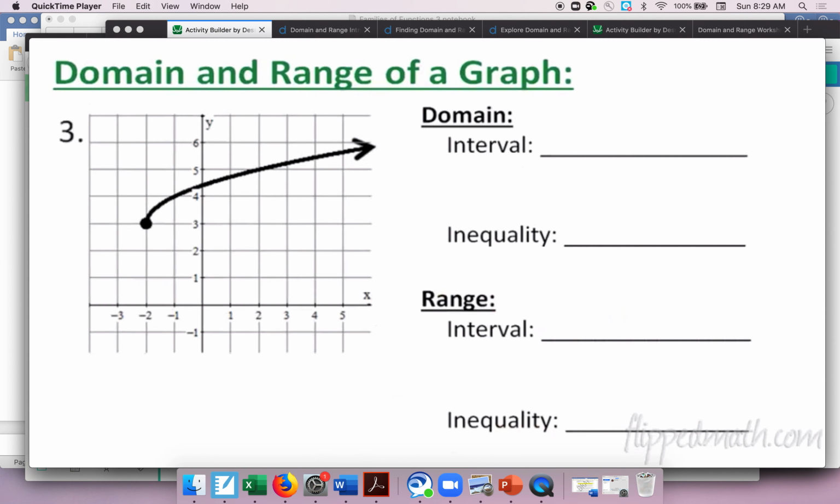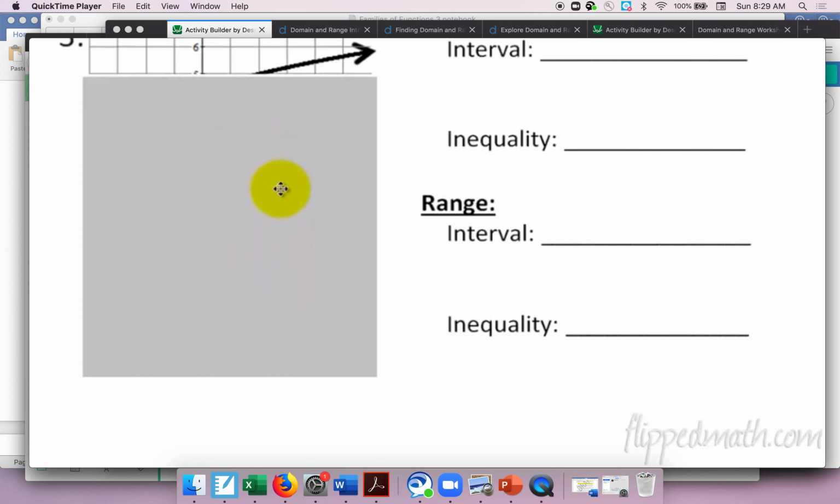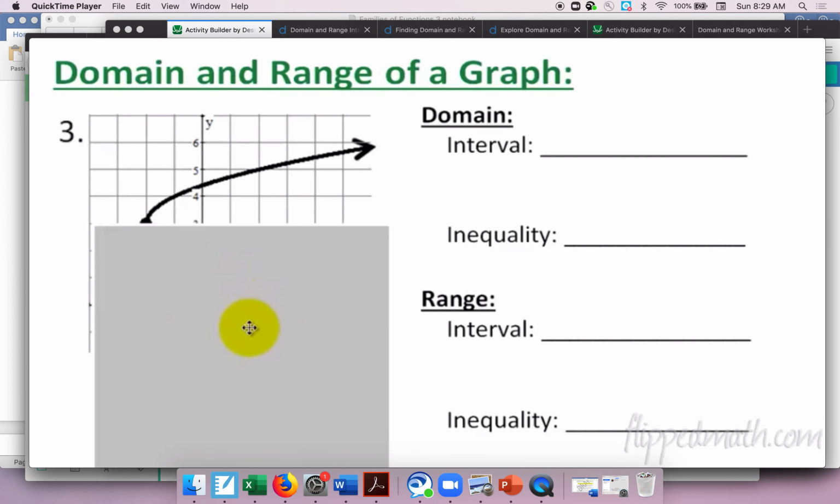Next up in the lesson is identifying the domain and the range by only looking at a graph. This can be a little bit challenging for students, so we want to pay attention here, and a lot of your assignment will be doing this. What I've got here is a gray box. I'm going to cover up the graph.